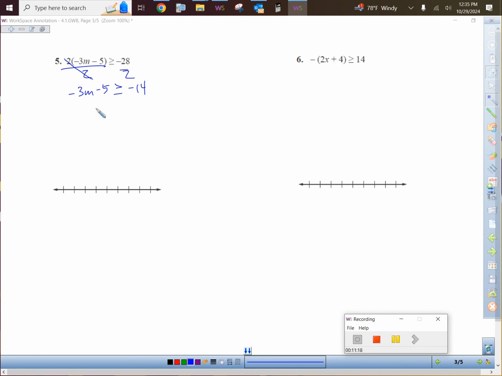So I will add 5 to both sides, and that would be a negative 9 over there. Then I shall divide by a negative 3. And that symbol should definitely switch because I divided it by a negative.